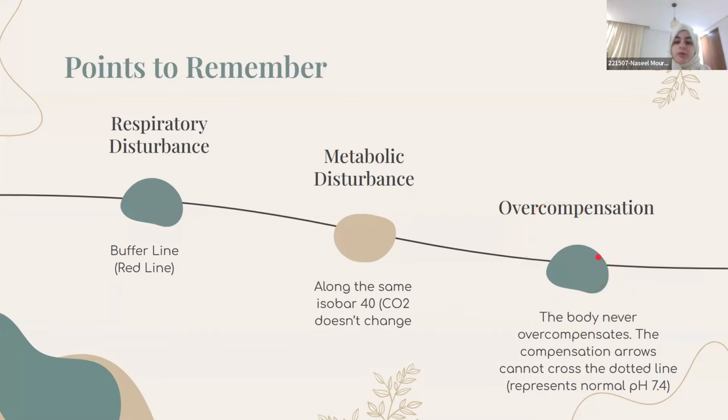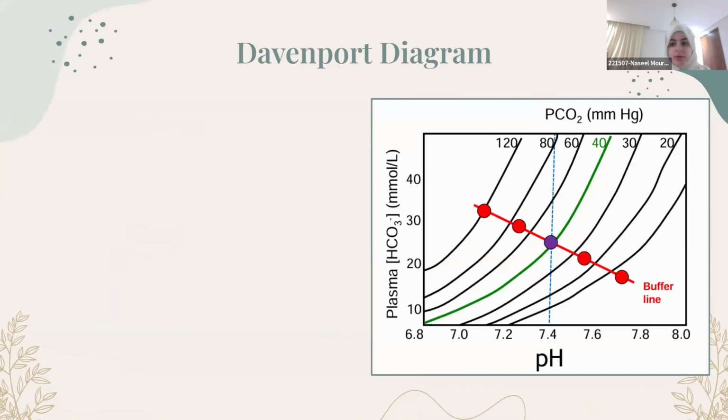Next is the idea of overcompensation. Again, you can never overcompensate, okay? So the compensation never crosses the dotted line, which means the pH of 7.5. Now we're going to take multiple examples of that, but again, this is the red buffer line, okay?